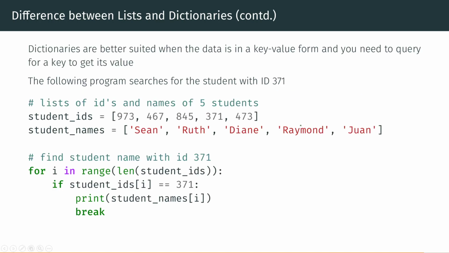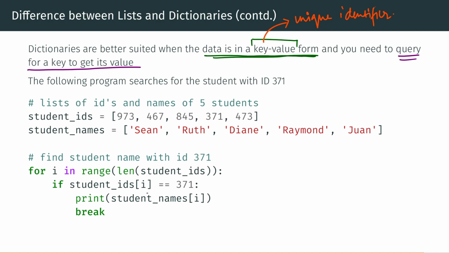The other difference is their use cases. Dictionaries are better suited when the data is in a key value format. This is a very common format. Think about it. There is a lot of data arranged in a key value format, where a key is some sort of unique identifier. The key is a unique identifier, and not just an integer index. And you might need to query for a key to get its value.